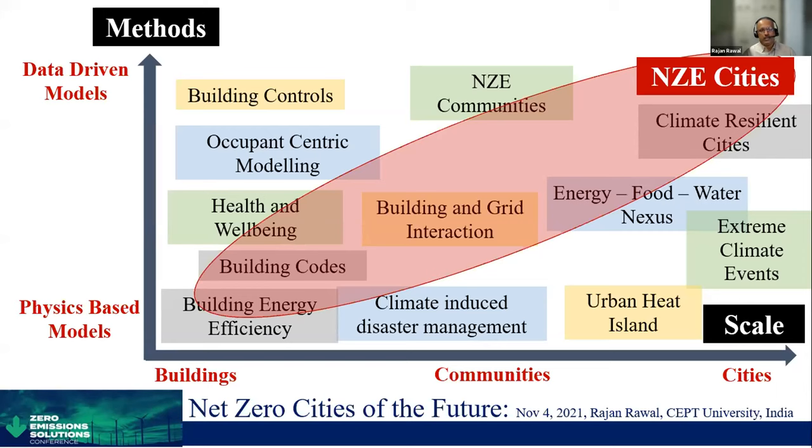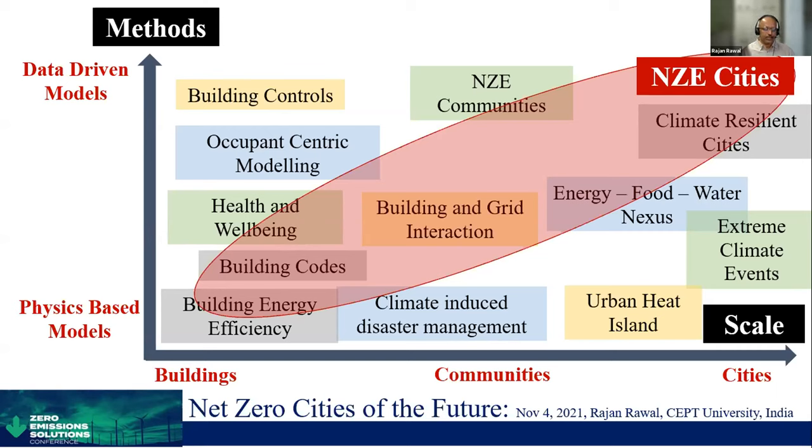But at the same time, when we start looking at the community level, at the occupant-centric modeling approach, we need to rely a little bit more on data-driven models, balancing between a physics-based model and a data-driven model, where occupants are at the center of the whole game, and we try to understand what habits they have, what requirements they have to keep them comfortable. So basically the building controls, the occupant-centric modeling, and also intermittent power supply through the renewables is the place where we start looking at the data-driven models. And once we start putting all these together, as you can see on the right-hand side top, it can lead to net zero cities.